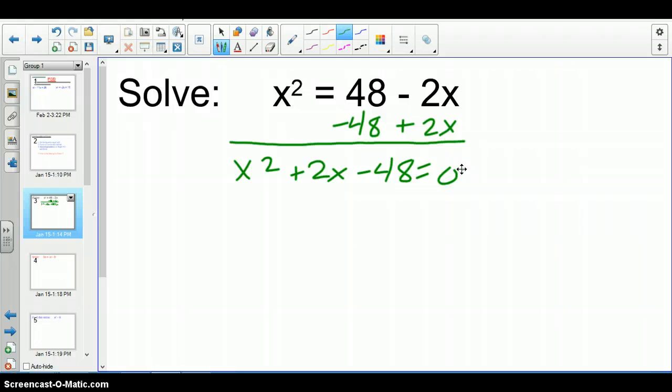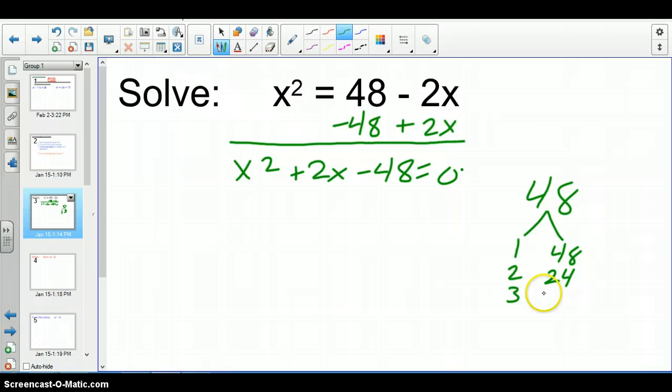Now, our first step here is we want to factor this. So when we factor, we want to look at our c value, our constant. Our constant here is 48. We want to find factors of 48, so two numbers that multiply to 48 that give us a positive 2. So let's just list all the factors of 48. So we have 1 and 48, 2 and 24, 3 and 16, 4 and 12, and 6 and 8.